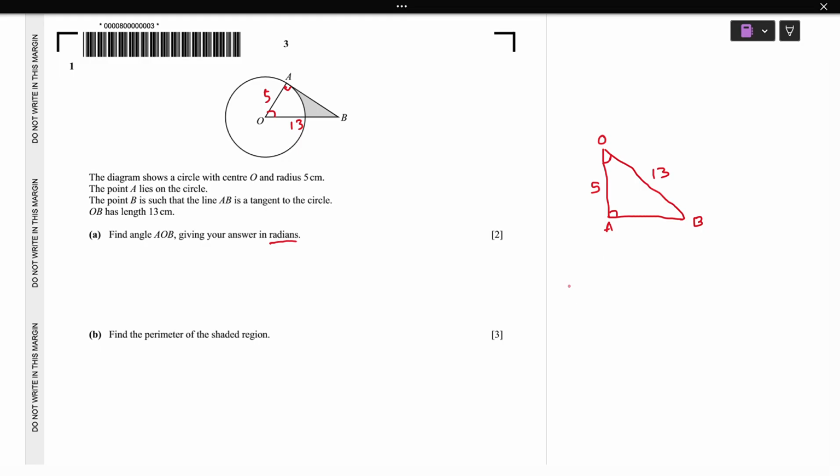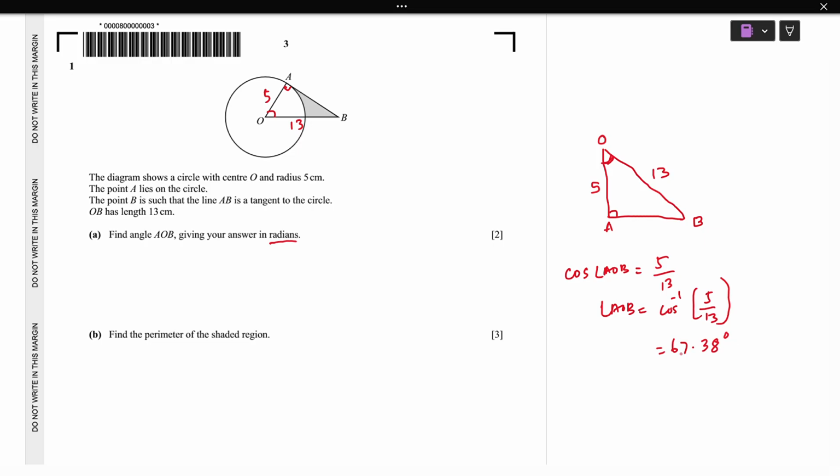Okay, so how to find it? I'll use SOH CAH TOA. Relative to this angle, we have the adjacent and the hypotenuse, so adjacent and hypotenuse involve cos. So cos of angle AOB is equal to 5 over 13, adjacent over hypotenuse. So angle AOB is equal to cos inverse of 5 over 13, which is 67.38. This is in degrees.